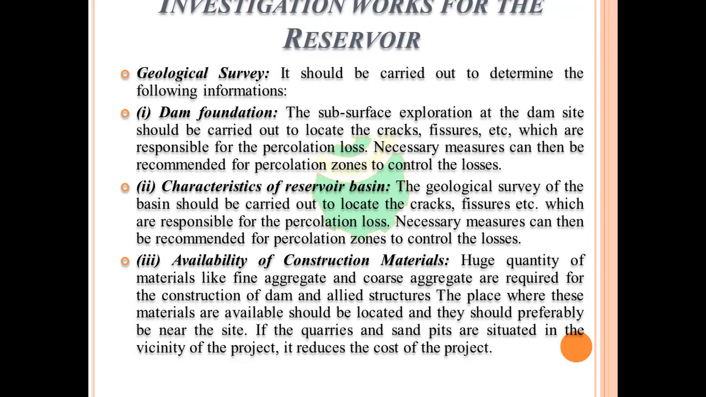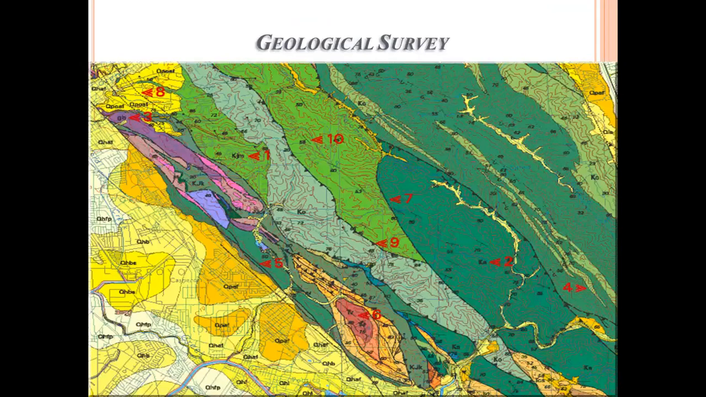Huge quantities of materials like fine aggregate and coarse aggregate are required for construction of dams and allied structures. The places where these materials are available should be located, and they should preferably be near the site. If the quarries and sand pits are situated in the vicinity of the project, it reduces the cost of the project.